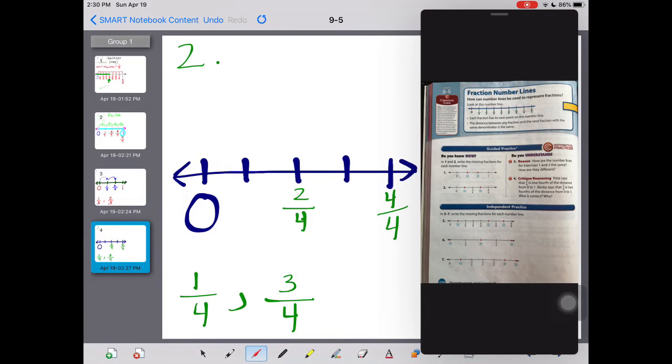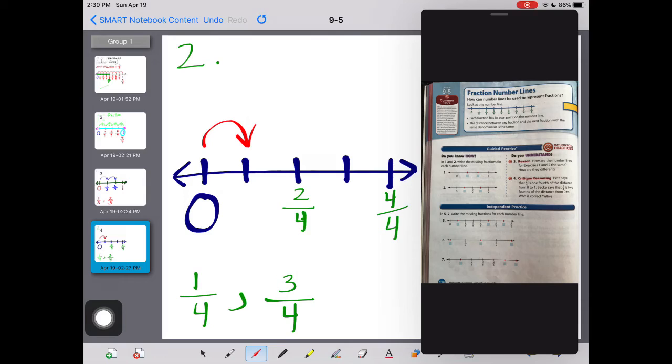Let's take a look at number 2. We have our 0 all the way to 4/4. And we're looking for where to put 1/4 and where to put 3/4. Now remember that we got the denominator. The denominator is telling us how many equal parts there are. So it looks like there are 4 equal parts. We want to know, where do we put the 1/4? Remember, the numerator tells you how many parts you've gone on the number line. 1 out of the 4.